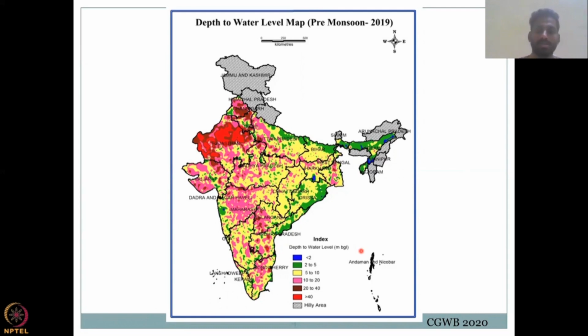You could see Rajasthan is not as bad as it was earlier in terms of groundwater depletion. Still, there is a lot of red color. A lot of groundwater depth has to be covered to access the water levels. Moving on.